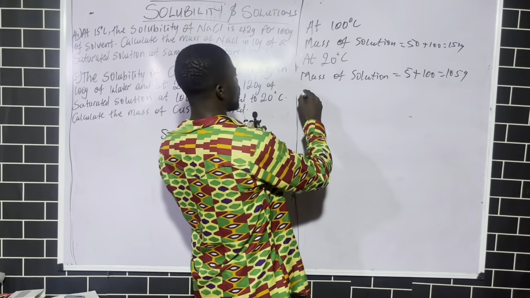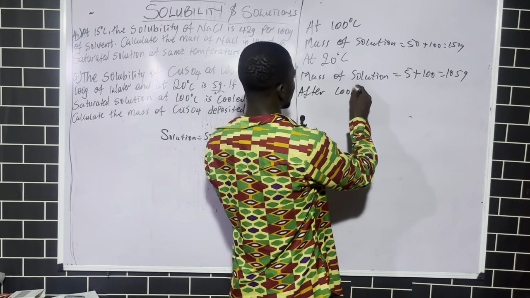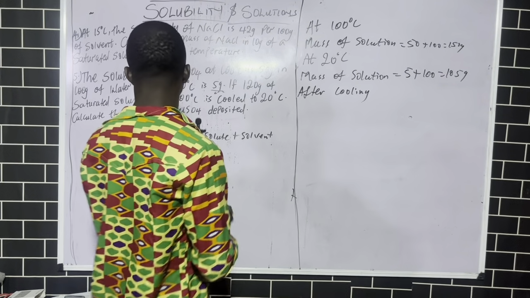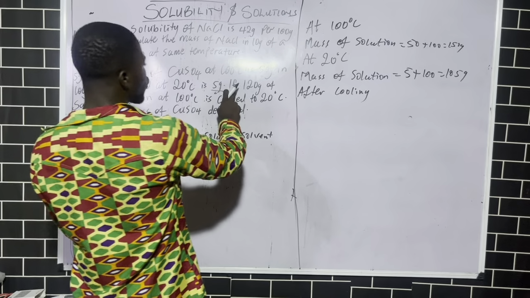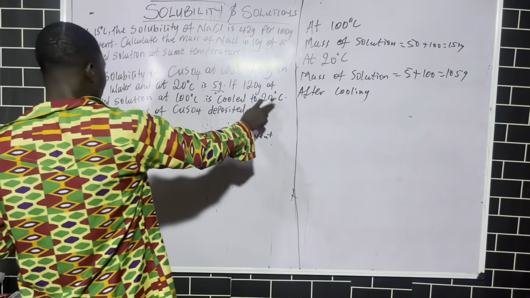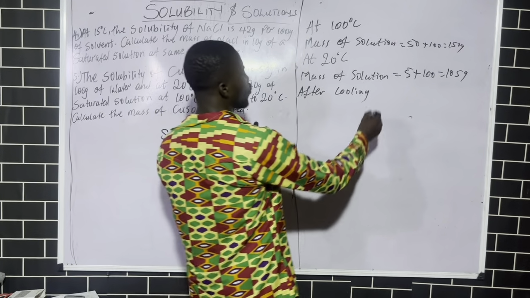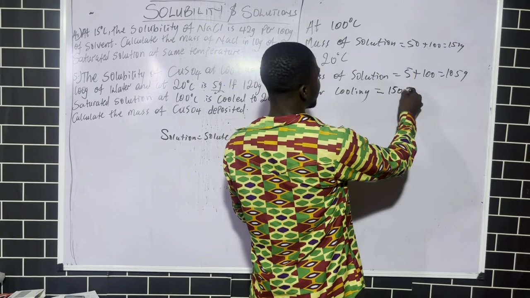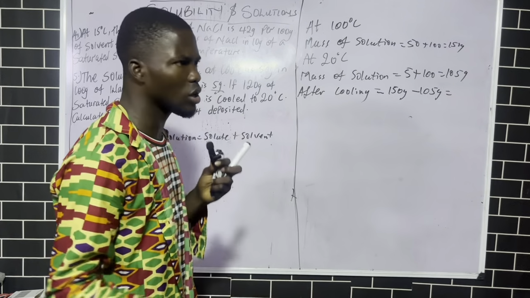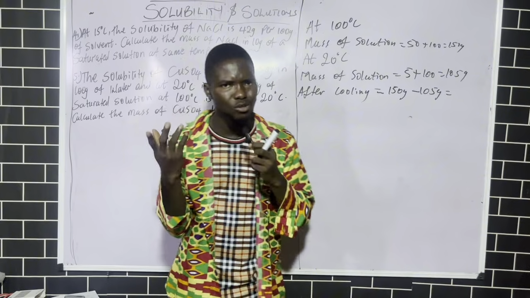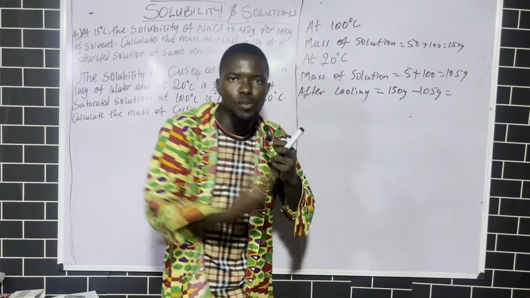So we now go. After cooling, we have, if 120 gram of saturated solution at 100 degrees Celsius is cooled to 20 degrees Celsius, calculate the mass of copper sulfate deposited. So after cooling, we have 150 gram minus 105 gram. Now somebody may be wondering, why am I subtracting? Because if you are cooling it, remember it's a reality. As you are cooling it, some mass will be coming out. It will be crystallizing out of it.